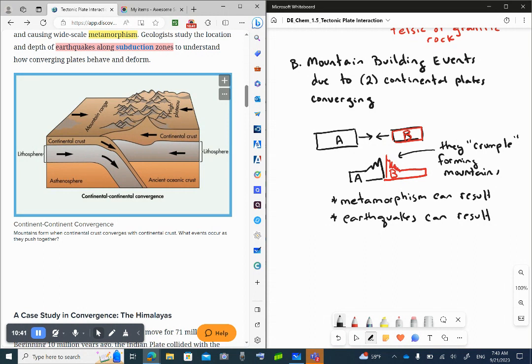So here in this picture, you can see this continental convergence. And as always, I encourage you to examine these pictures here because they give you some good questions. For example, what events occur as they push together? You may actually want to pause your video right now and reflect on that and answer the question to the right.